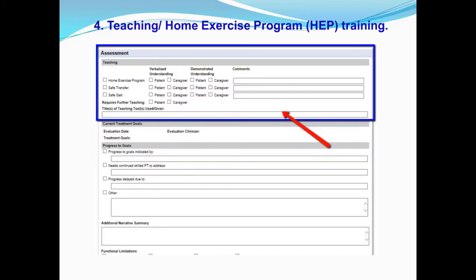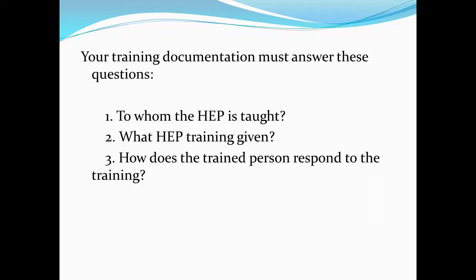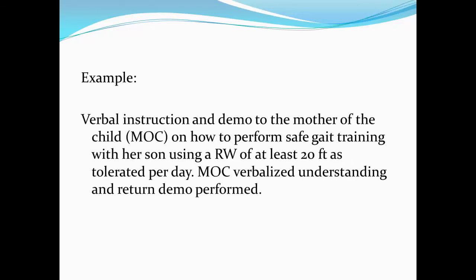4. Teaching, home exercise program, HEP training. Your training documentation must answer these questions: 1. To whom is the HEP taught? 2. What HEP training was given? 3. How does the trained person respond to the training? An example: verbal instruction and demo to the mother of the child, MOC, on how to perform safe gait training with her son using an RW for at least 20 feet as tolerated per day. MOC verbalized understanding and return demo performed.